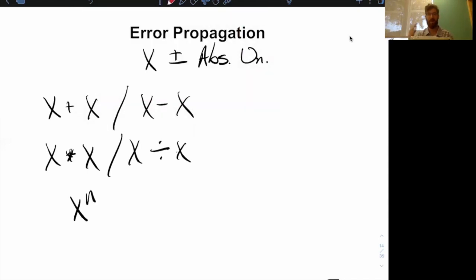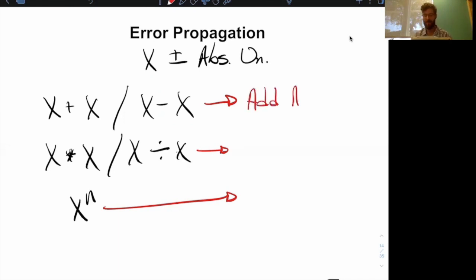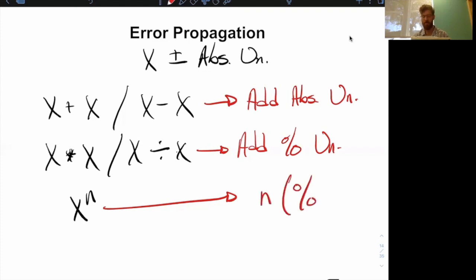Well, here, ladies and gents, we have three separate rules that talk about each of these situations, okay? When we are dealing with error propagation, all you need to do is remember these three rules. Add or subtract, we add absolute uncertainties. If we multiply or divide, we add percent uncertainties. If we raise the quantity to a power, we take that power and multiply it by our percent uncertainty.